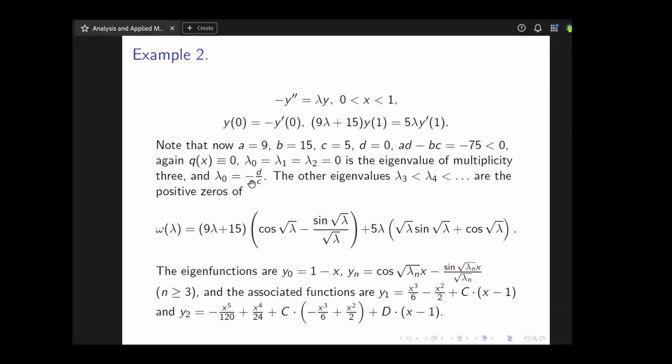In this example, 0 is a triple eigenvalue, and it is equal to minus d over c. When we started this research, I didn't even know if such cases existed. So I didn't know if there can be a triple eigenvalue equal to minus d over c. I even tried to prove it cannot happen, but I failed and then found these examples. Again, in these cases, we verified the results for this particular problem.